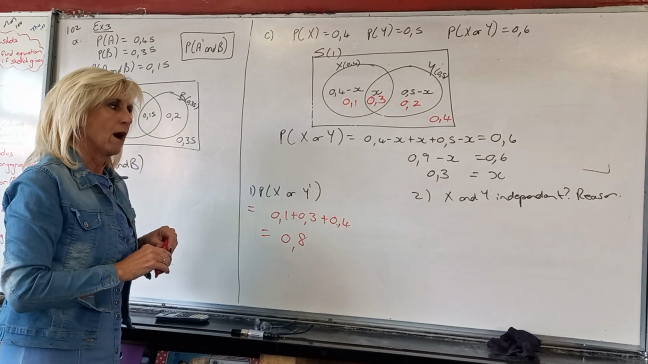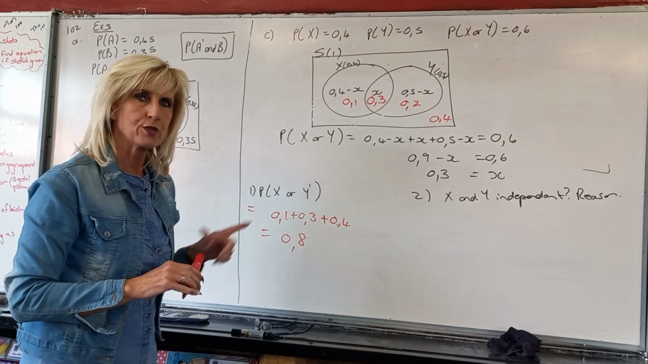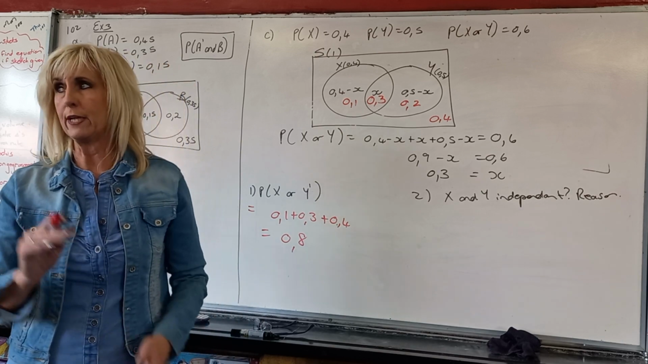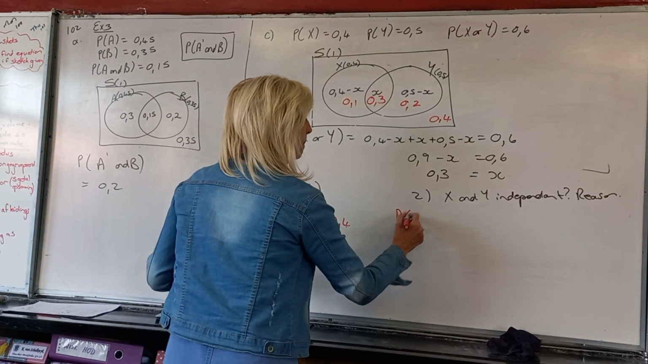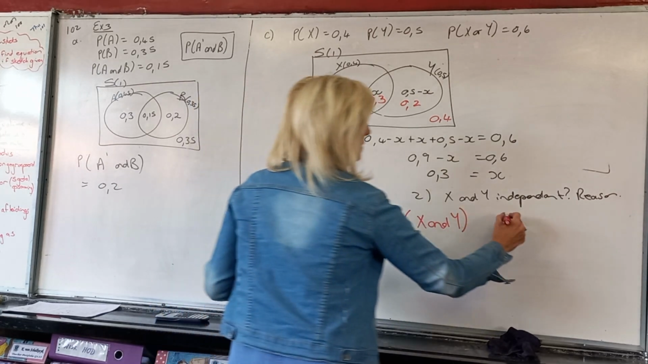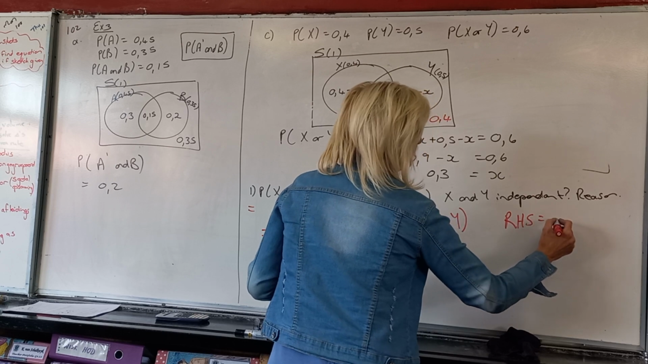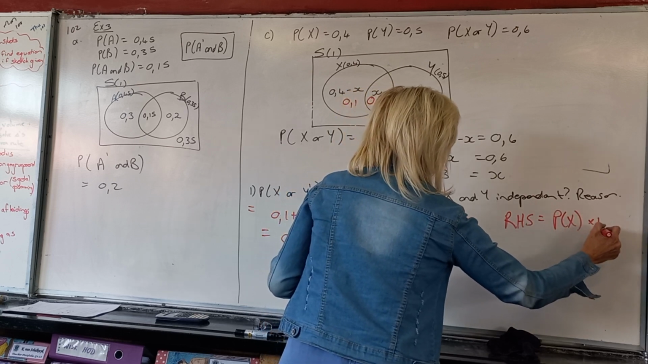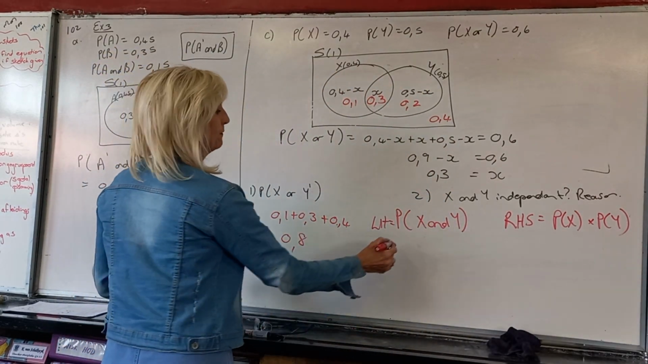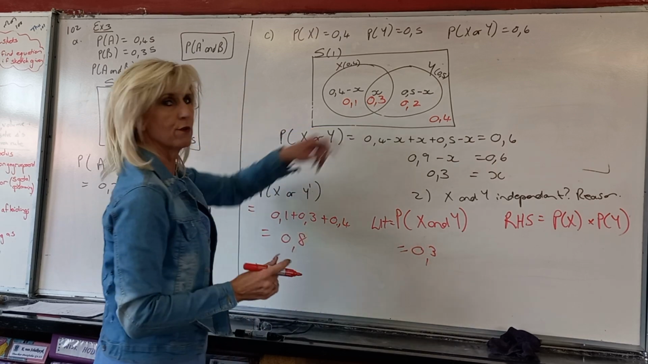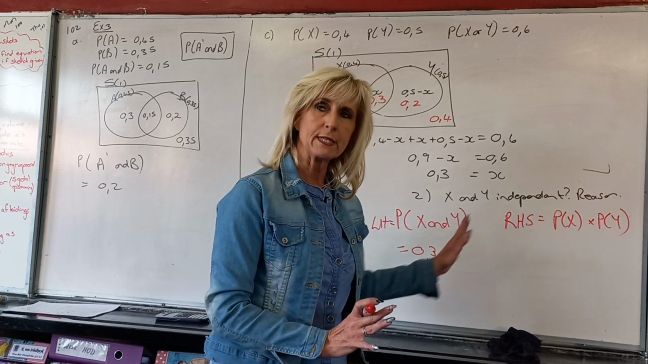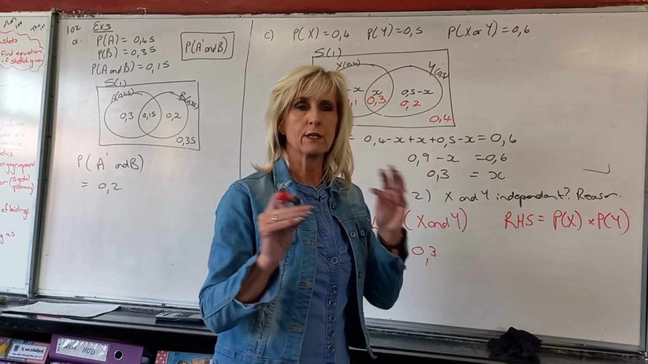Okay, last thing. Are X and Y independent? Do you see it in a Venn diagram that they're independent? What is the rule for independence? P of X and Y should give you the product of P of X and P of Y. The left hand side and right hand side: the right hand side must be the product of the two. Okay, so where's the and? We worked very hard in our Venn diagram to know that the and part was 0,3. If this is now exactly 0,3, then they are independent. If it's not, they are not independent.